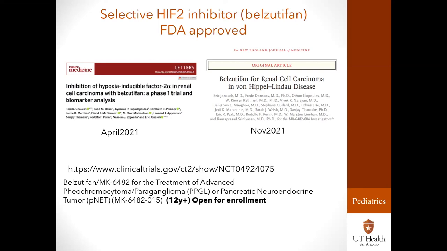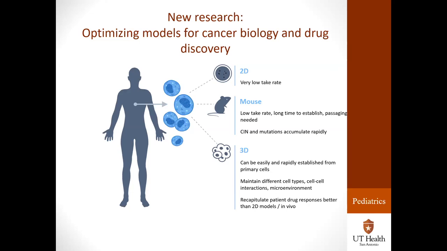So these promising results have now led to new trials, including the one listed here that was launched late last year to treat advanced pheochromocytomas and paragangliomas and pancreatic neuroendocrine tumors. And this is open for patients age 12 and older. So this may be an interesting avenue for patients that have multiple tumors, recurrent tumors, and may not be operable. So there will be more data coming from this trial in the future, and will inform on pediatric cases.